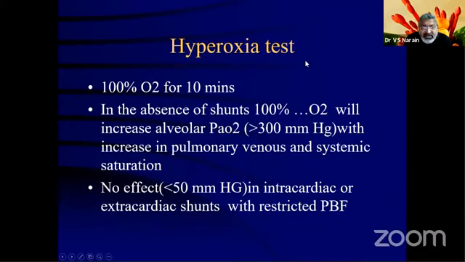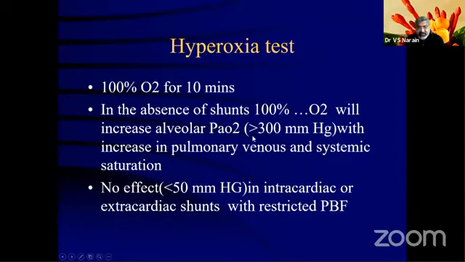What is the hyperoxia test? Give 100% oxygen for 10 minutes. And if there is no intracardiac shunting, the PaO2 should go up to more than 300 millimeters of mercury in a normal situation, or where you have a lung problem and there is no intracardiac mixing. But if there is intracardiac mixing, then the PaO2 will not go to more than 550 millimeters of mercury, and there will be no improvement in the saturation.